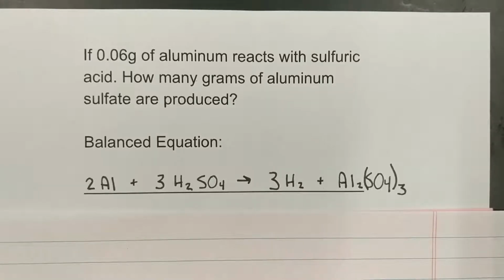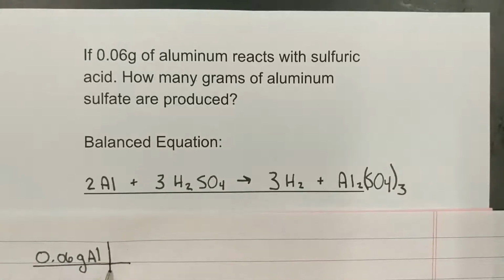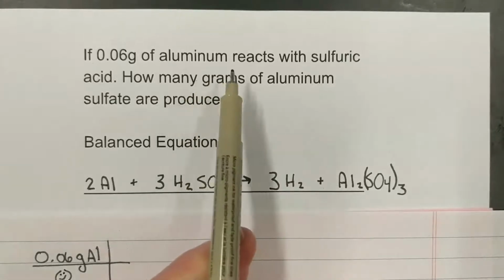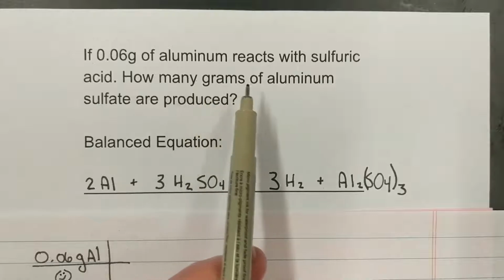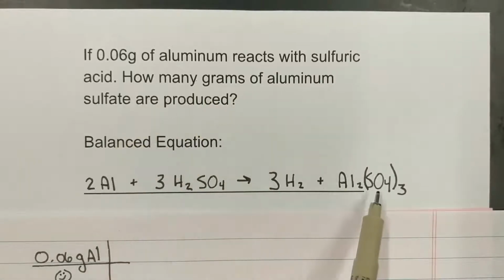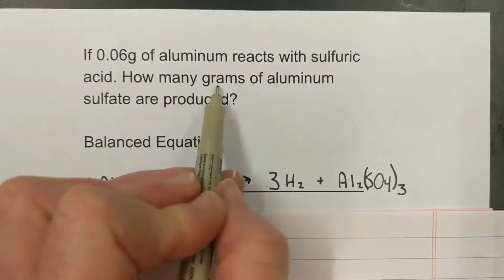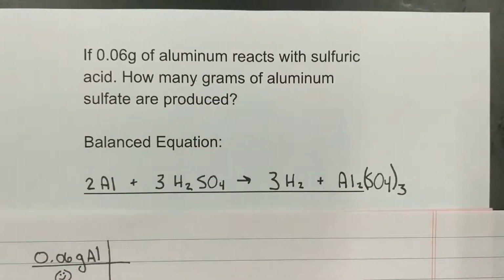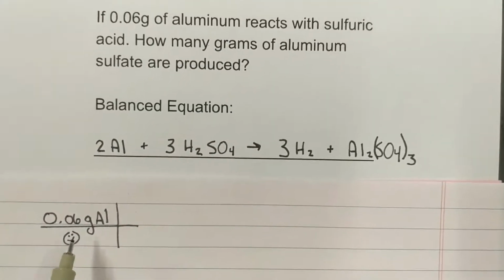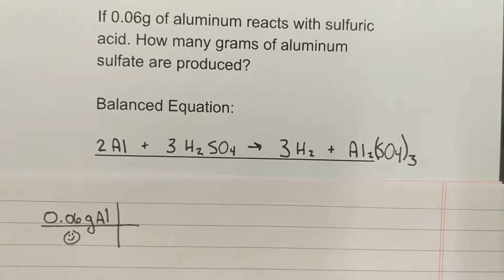We're starting out with 0.06 grams of aluminum. That's our given quantity. It is asking us for how many grams of aluminum sulfate are produced. We have the aluminum sulfate right here, and we are going to grams of aluminum sulfate. So we're starting with mass, and we're ending with mass.